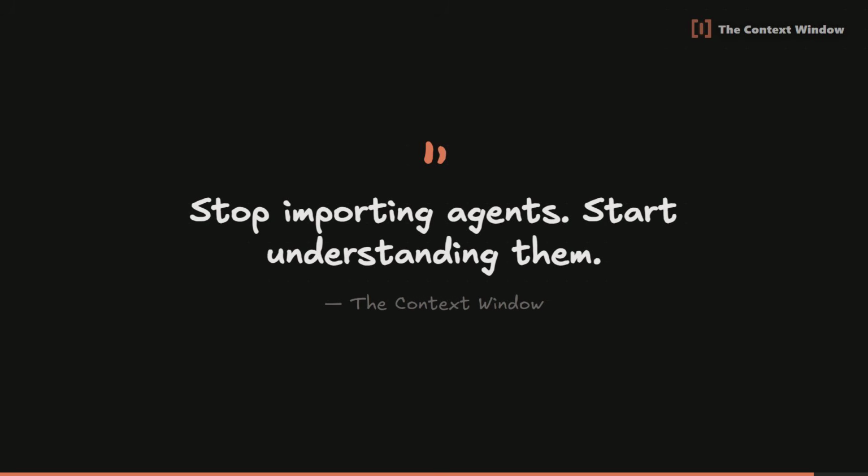So before you pip install the framework of the week, build this once. 40 lines, an afternoon. You'll read every agent announcement differently afterward, because you'll see straight through to the loop underneath. The magic was never magic. It was a model, some tools, and a while loop.